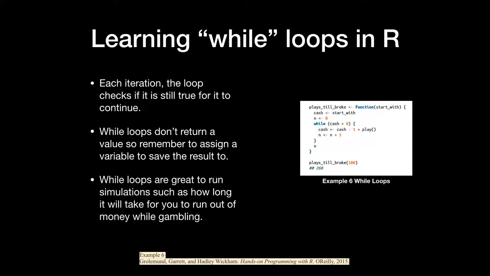While loops are great to run simulations, such as how long it will take you to run out of money while gambling. This is just a good example found within your textbook, that it's going to iterate the amount of time it's going to take to meet a certain condition. Here we see just what was stated. You want to start with an assigned value, assign the results to a value, and then you can play it back and forth as many times as you want with different values. So the function here is called plays till broke, is going to run a while loop, and at the very end it'll print off the result.